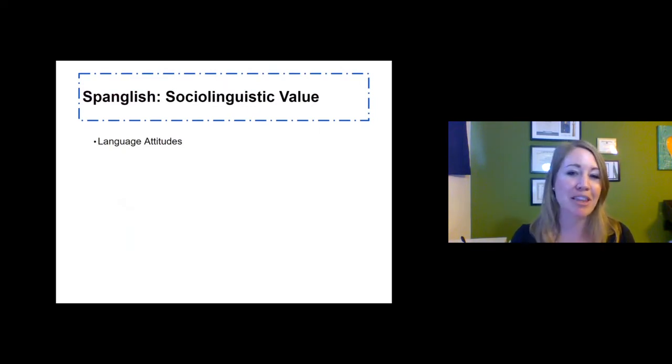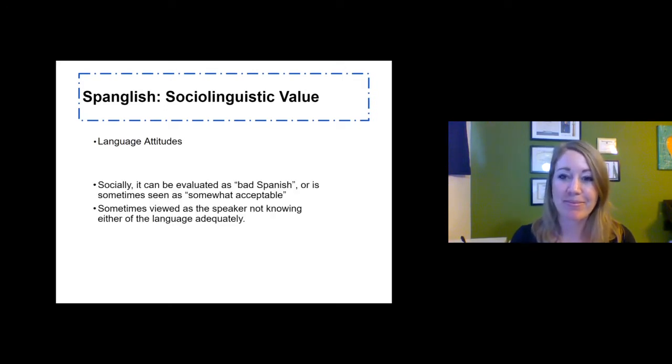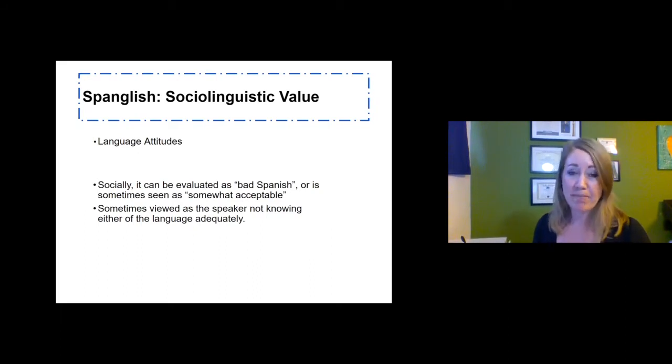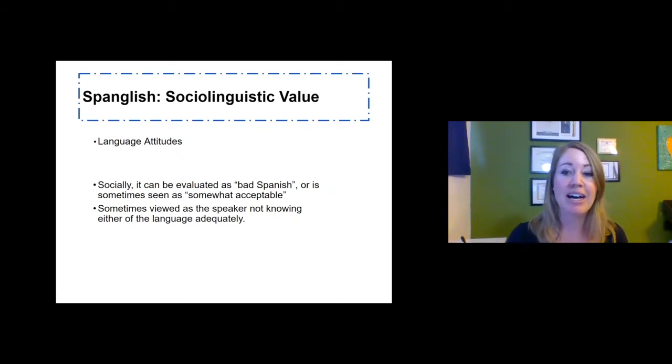We have to also talk about language attitudes when we talk about Spanglish. So if you could guess, what would be some of the attitudes that people might have about Spanglish in our society? Typically, what I get is that most people, whether they speak it or not, it's not necessarily their opinion, but they've heard that it's considered bad Spanish or bad English, right? It's usually seen as, well, if you're using Spanglish, it's because you're not good at either language, right?